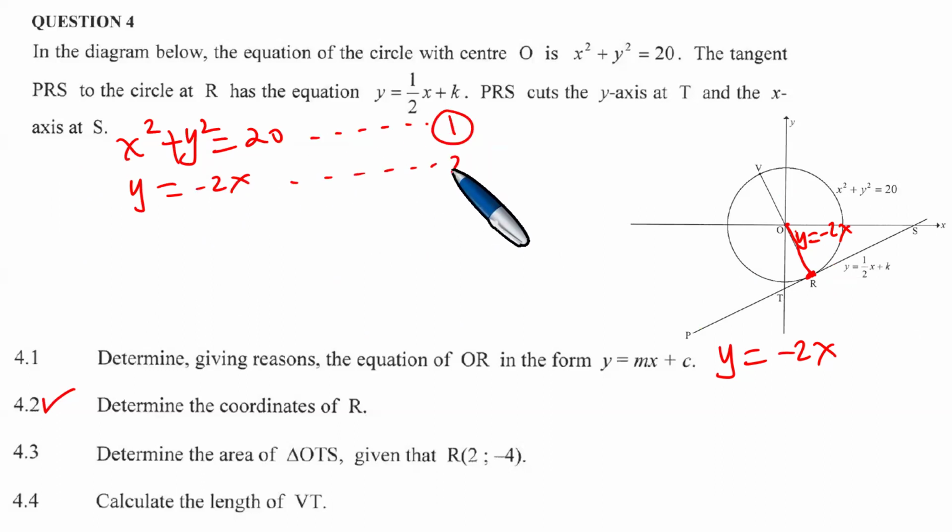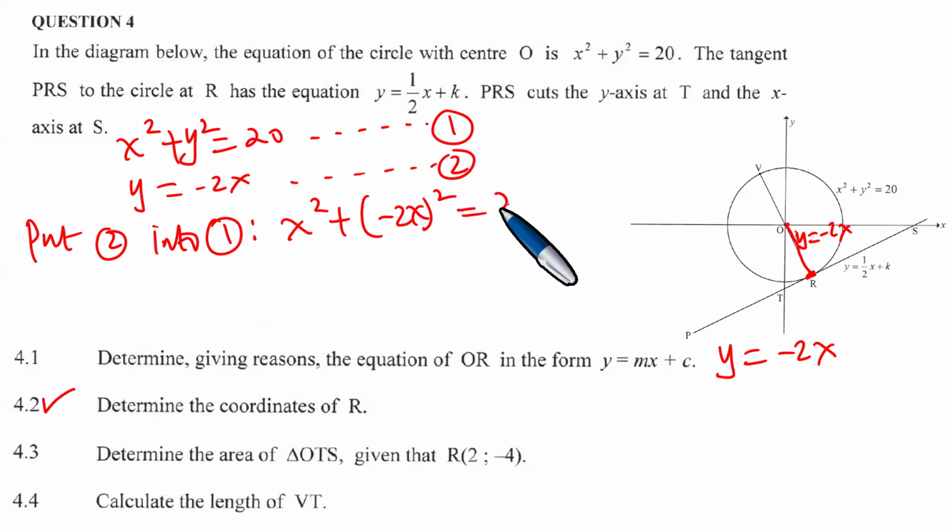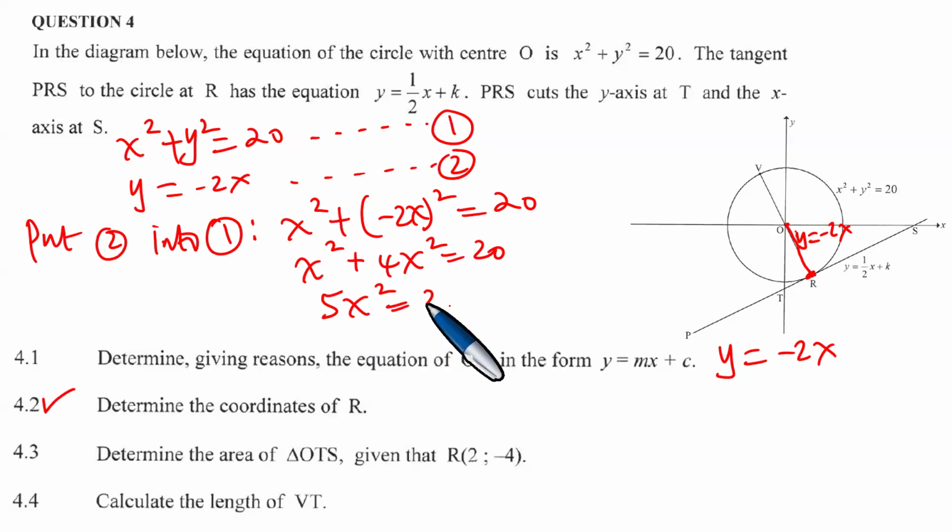What you do is you put 2 into 1. Wherever there's y, you can put minus 2x. So you have x squared plus, the y is minus 2x, squared, which equals 20. X squared plus, if you square minus 2x, you get 4x squared, equals 20. You have 5x squared equals 20.